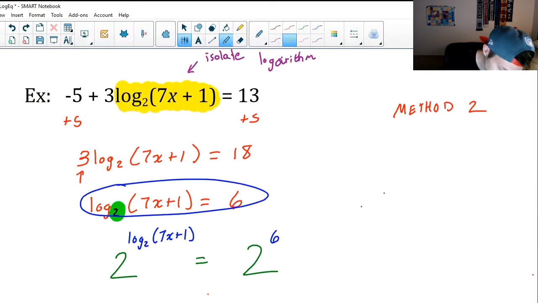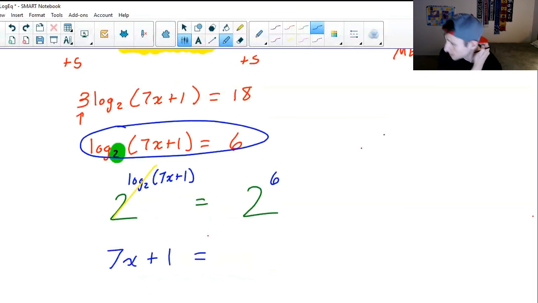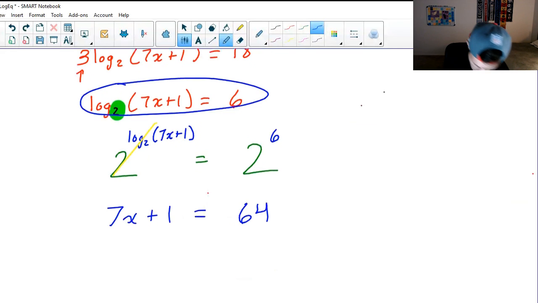Now that we have an exponential base 2 and a logarithm base 2, those cancel each other out because they're inverses. So now on the left side, all that we have is 7x plus 1. And on the right side, I have 2 to the 6th, which is 64. Right, 2 to the 6th power, 64.